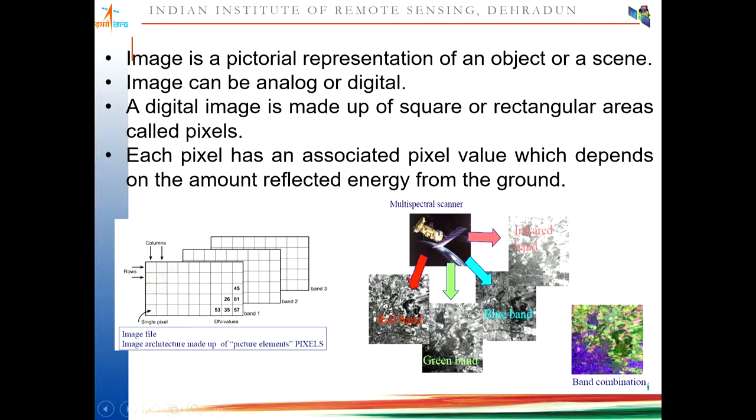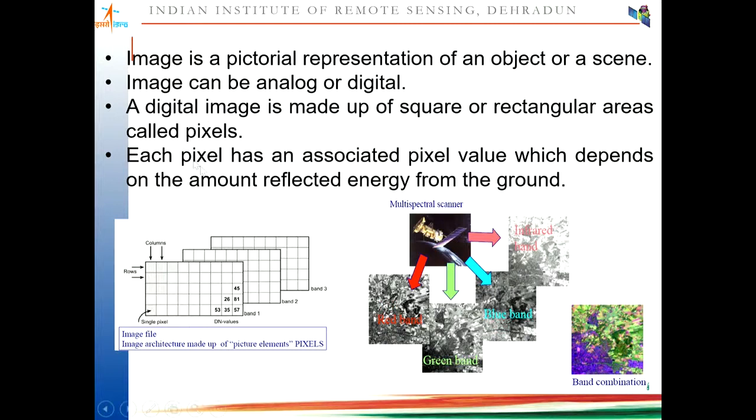Right? Just a recap on what an image could be. The image would be a pictorial representation of an object or a scene. It could be analog, that is hard copy, or it could be digital.